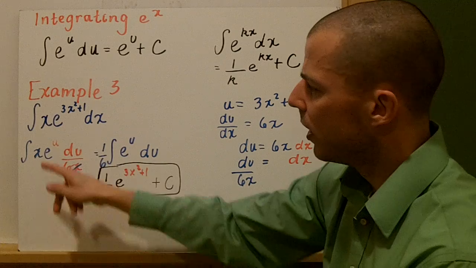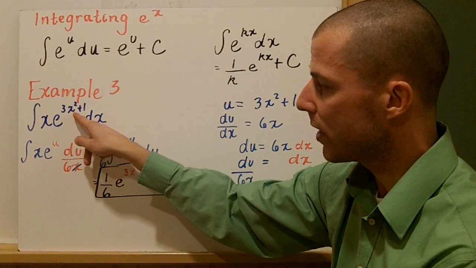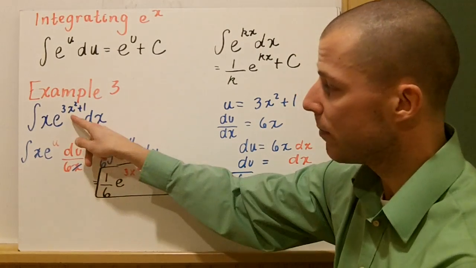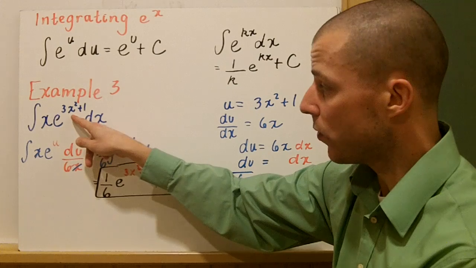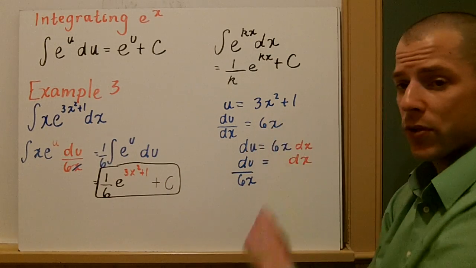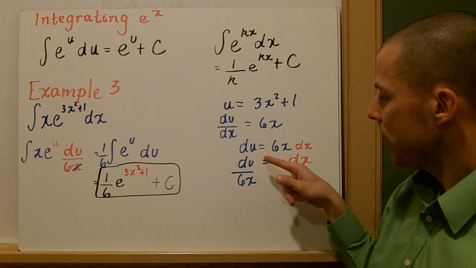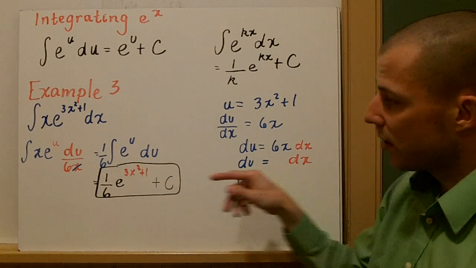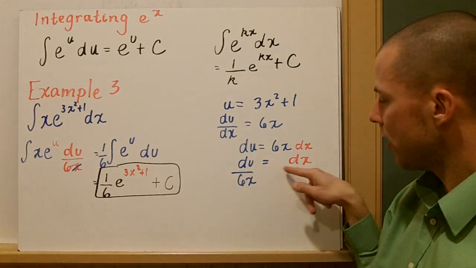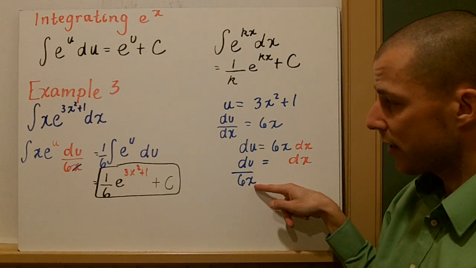Okay, so example 3, we're going to integrate x times e to the 3x squared plus 1 dx. Again, I'm going to pick a u, and I'm going to pick 3x squared plus 1. So u is equal to 3x squared plus 1. That means the derivative is 6x, so du equals 6x dx. But notice, there is no 6x dx. So that's when we solve for dx. Solving for dx, I get du over 6x.